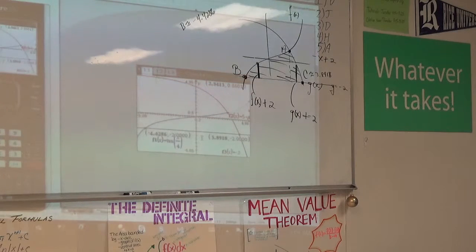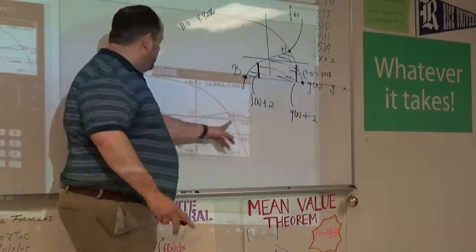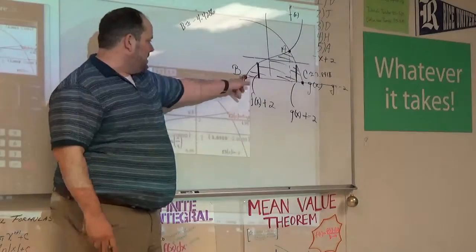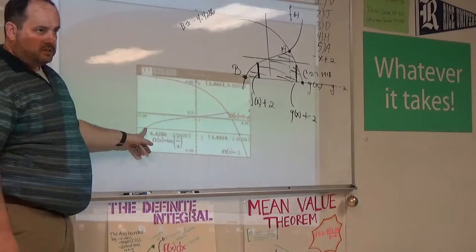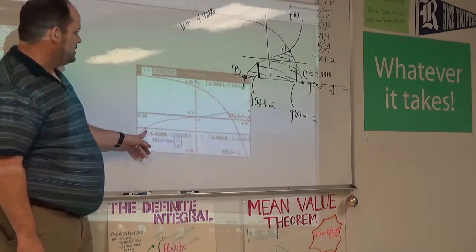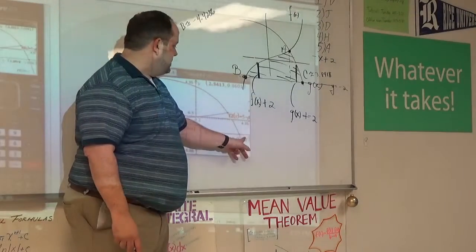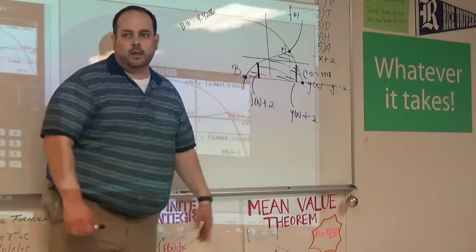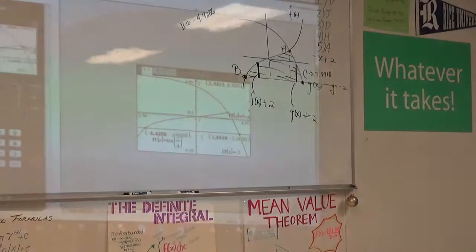So what's B? For me, B is this intersection point over here, the negative 4.4286, and C is this 3.8918. You can label it any way you want to, but you have to tell me clearly on your paper what it is. Anybody get a number answer yet? Okay, let's just get that typed into the calculator and we'll call it a day.